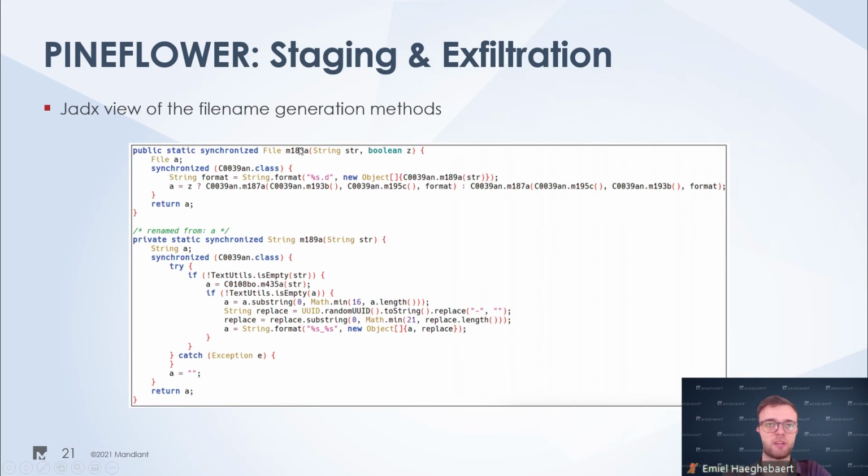And then the first method here at the top is the full generation of the file name based on the return of various methods. This also includes the Unix timestamp and then the complete.d extension that we saw in the previous slides.